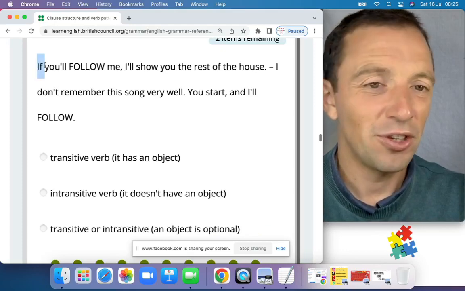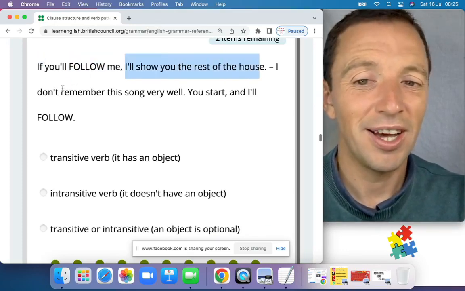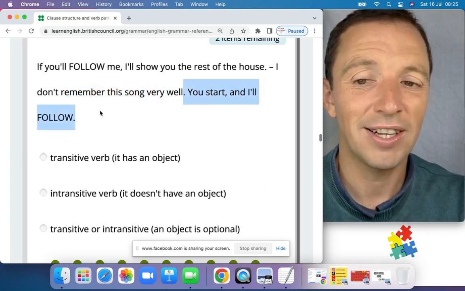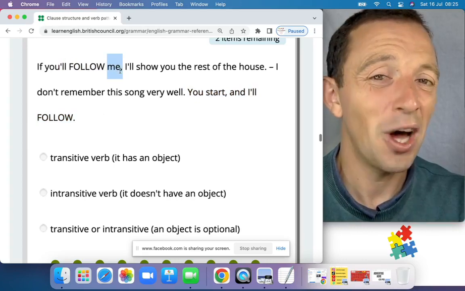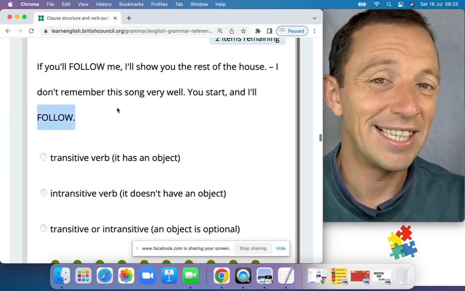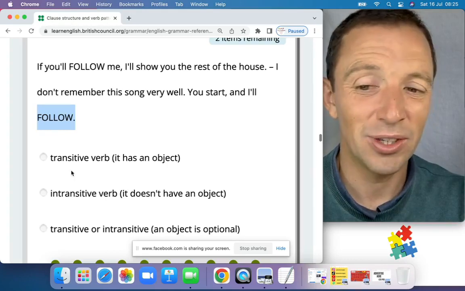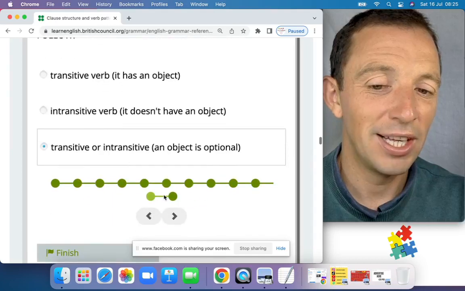If, conditional, if you follow me, I will show you the rest of the house. I don't remember this song very well. You start and I will follow. So if you follow me, me is the object. You start and I'll follow, and that is the verb with no object. So they are optional, transitive or intransitive for the verb to follow. Last exercise.